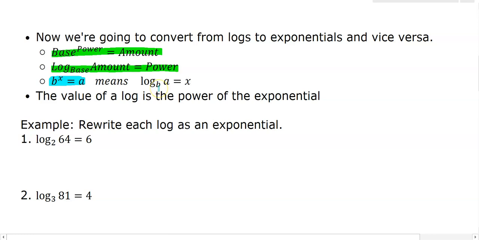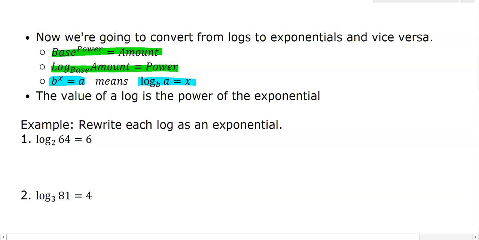If I want to write it in log form, we would do log with the b, the base, then your amount, a, and then equals x, that power. So the value of the log is the power of the exponential. So the logarithm, if I actually evaluated it, that's going to give me the answer that I would get if I took my number raised to that exponent.